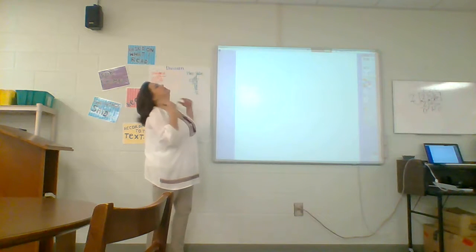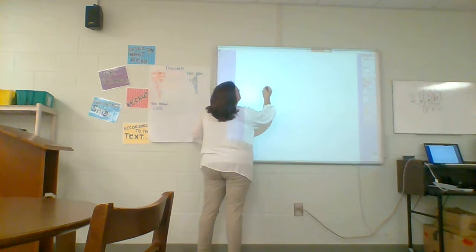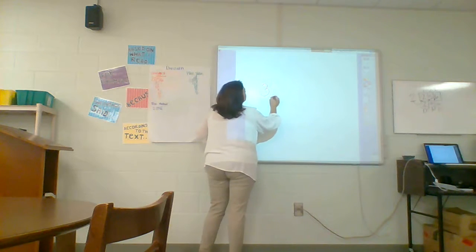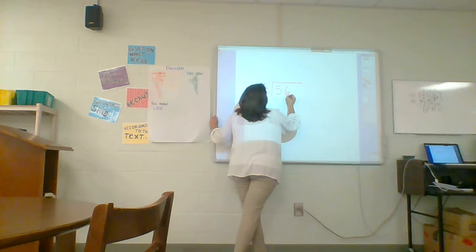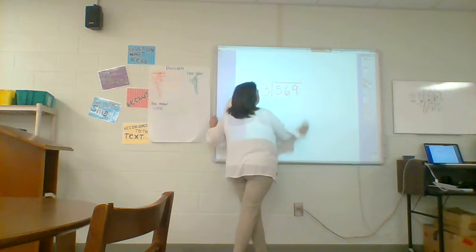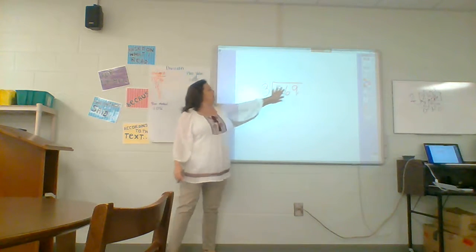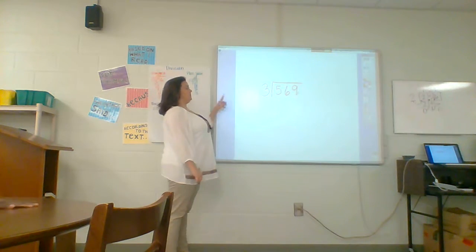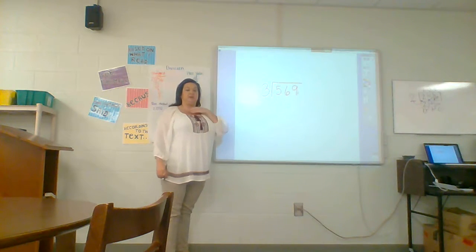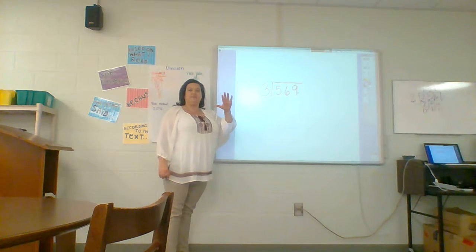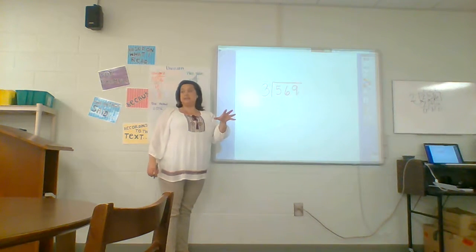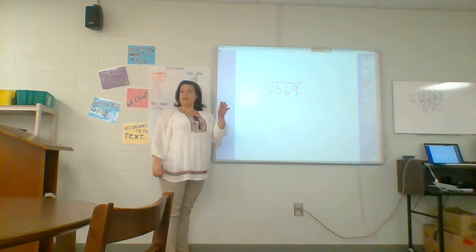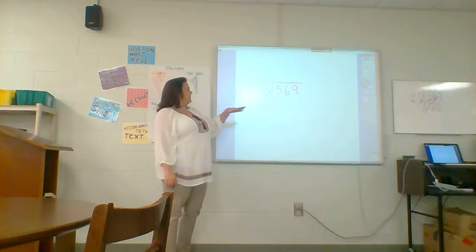Let's see about 569 divided by 3. Okay? I know that 569 is how many hundreds? 5 hundreds, 6 tens, and 9 ones. Okay, so let's break that down.